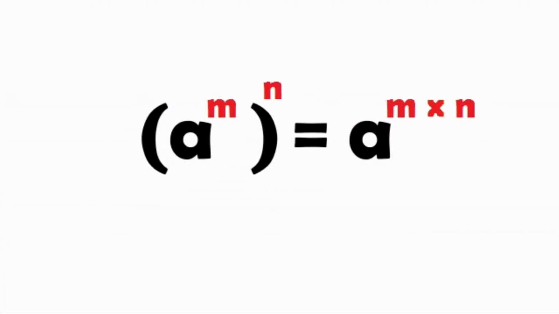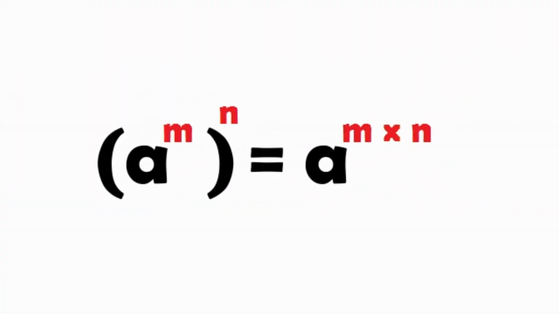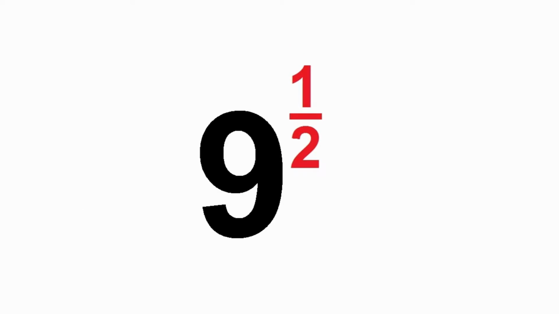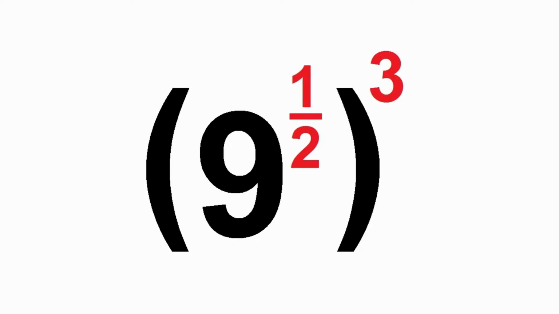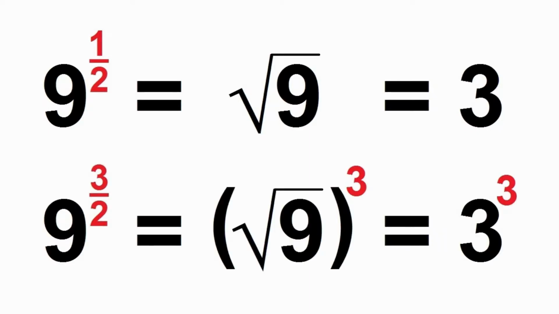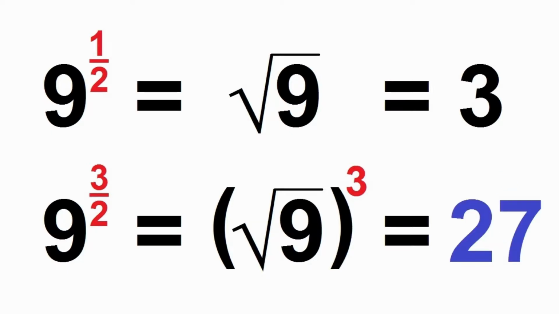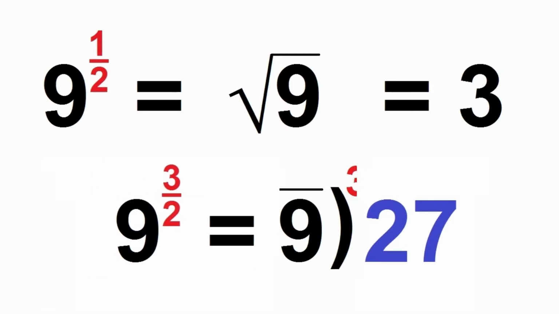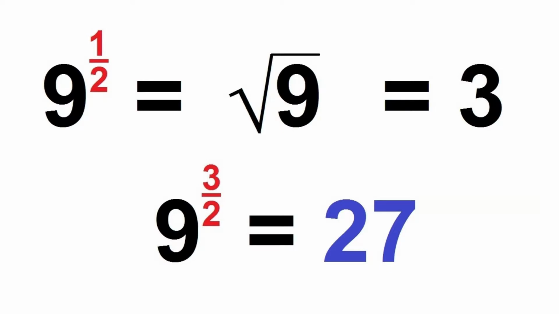If you use the index law for powers, you can work it out that way as well. 9 to the power of 3 halves is equal to 9 to the power of a half, cubed, because multiplying the exponent inside the bracket with the one outside the bracket gives us our original 9 to the power of 3 halves. So what's the answer? Well, given that 9 to the power of a half is simply the square root of 9, which is 3, 9 to the power of 3 halves would be equal to 3 cubed. 3 cubed is 27. So there's our answer. 9 to the power of 3 halves is equal to 27.